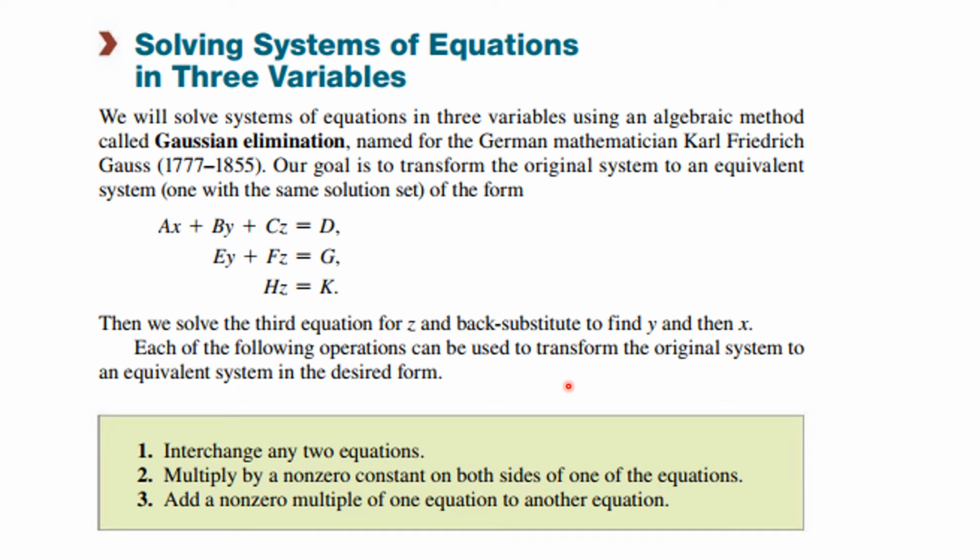Each of the following operations is used to transform the original system to an equivalent one of the desired form. We can interchange any 2 equations. Of course, that wouldn't change anything. We can multiply all the way through both sides by a non-zero constant of any of the equations. And we can add multiples of one equation to another and replace that with the new equation that we get by doing so, and that is still an equivalent system.